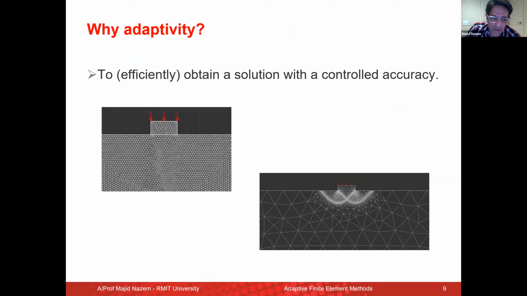With this complex nature in mind, let's see why we need adaptivity. So the first reason is to obtain a solution with a controlled accuracy, but taking into account the computational time. For instance, you may solve a problem with a uniform, dense mesh to find a relatively exact solution, or you may start with a coarse mesh and then increase the mesh density where required and obtain more or less the same answer, but at a lower computational time or computational cost, if you like.